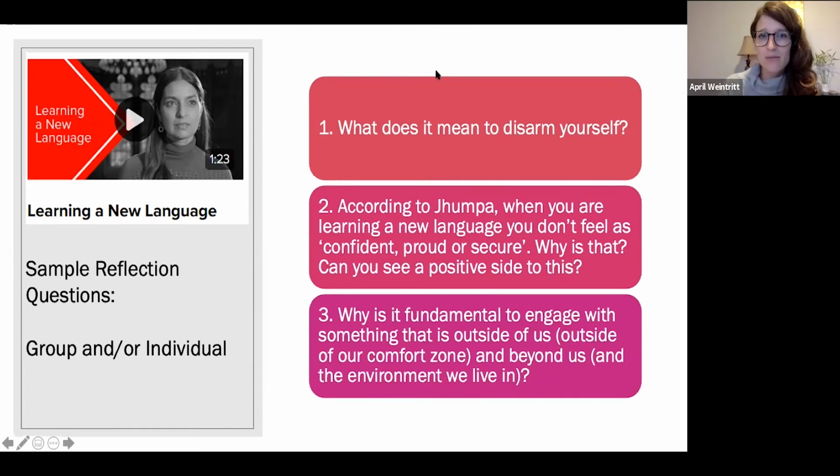And in number 2 here, I'll draw your attention to a lot of people were thinking about self-reflection and self-awareness as something that their students could really work on more, that they would like to see in them. I think asking them if they can see a positive side to not feeling as confident, to not feeling as proud or secure, can really allow them to unlock this other side of themselves where they are taking risks. And they get to know themselves better as individuals who can be risk takers, who can learn a new language.